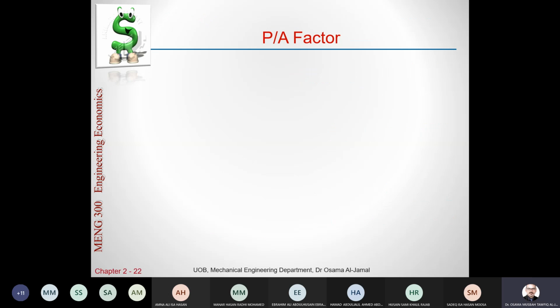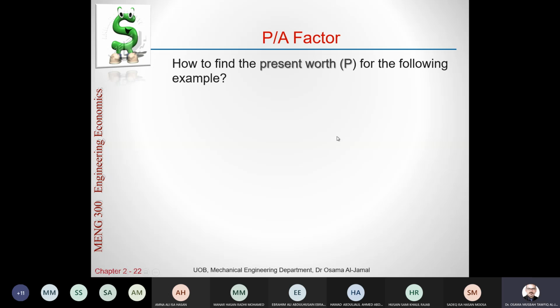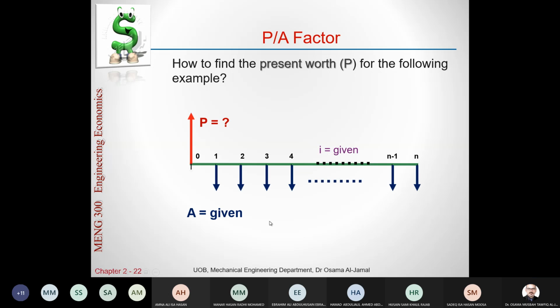Remember the factor to calculate P given A, if you want to calculate the present value for a given annuity. So how to find the present worth P for the following example. For example, here we have an annuity, let's say like what we put earlier, $1,000. We have that i at 9%, and N here, let's say 15.